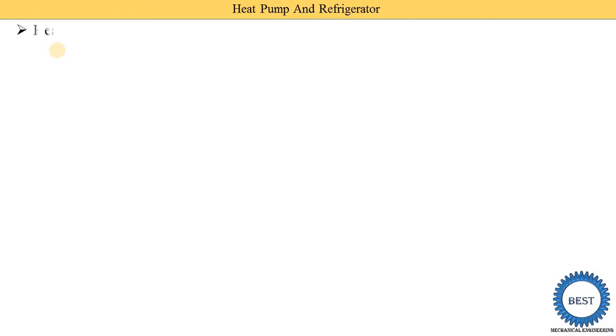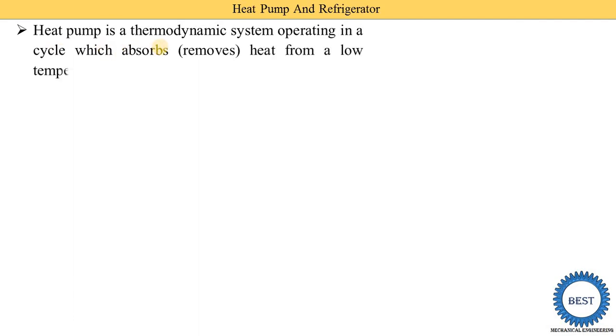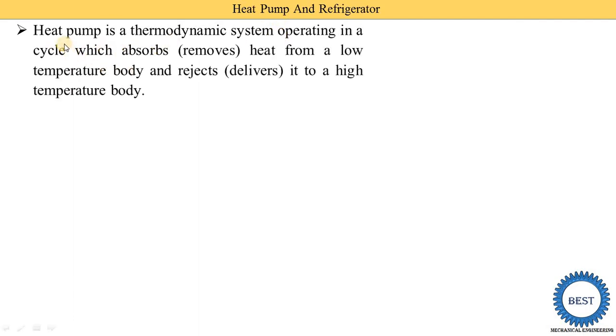Now we understand what a heat pump is. A heat pump is a thermodynamic system operating in a cycle. Here again the word cycle is used, which means a number of processes are going on in a heat pump. And what does the heat pump do? A heat pump absorbs heat from a low temperature body and rejects it to a higher temperature body. Now we understand these words by using the diagram.